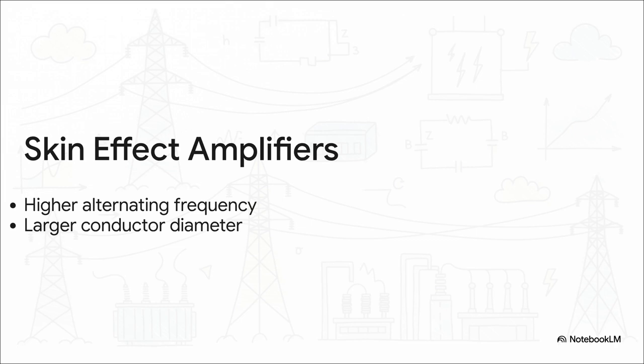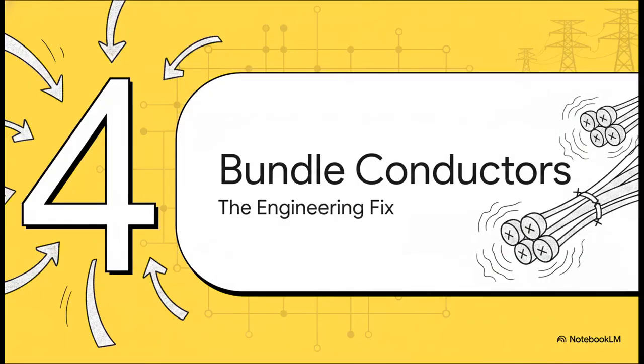So if you try to just build one incredibly thick, giant cable to carry more power, the skin effect is going to defeat you. It'll just turn the entire core of that super expensive cable into completely useless heavy metal. Which brings us to Part 4, the engineering solution, bundle conductors.